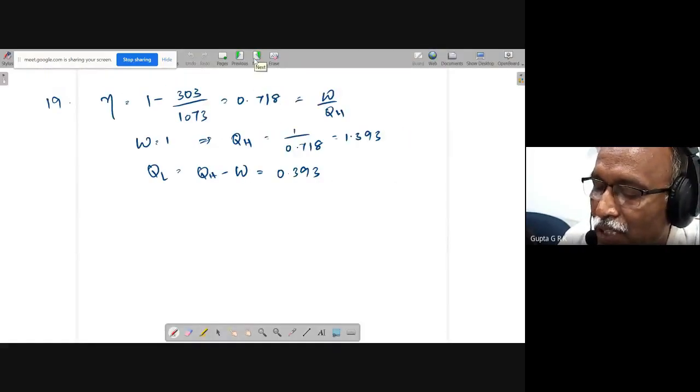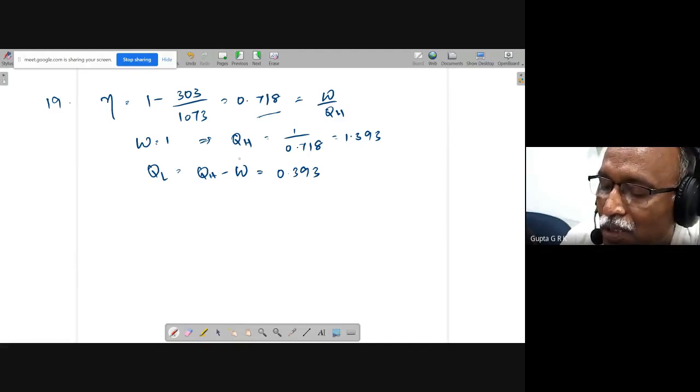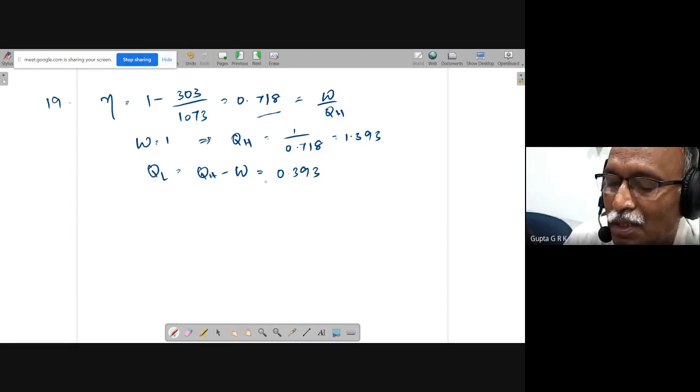First you find out the efficiency, 0.718, which is W by QH. So if W is equal to 1, QH is equal to 1 by the efficiency, 1 by 0.718, which is 1.393. So QL is QH minus W. In that way you can find it out.